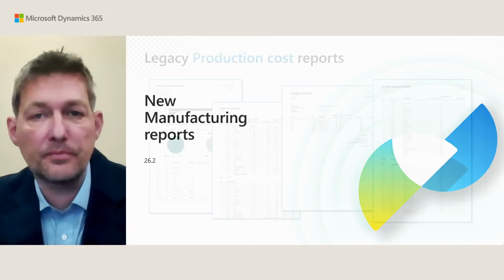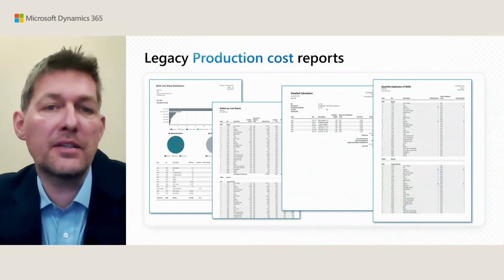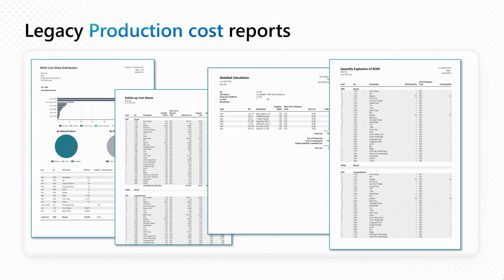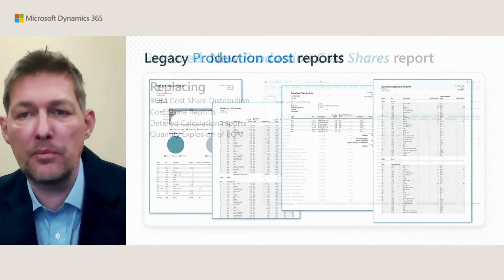But we didn't stop with updating existing reports. We also wanted to add something completely new. So here in version 26.2, you get new options. Here are some legacy reports that are all about production cost analysis, BOM cost share distribution, rolled up cost shares, detailed calculation, and quantity explosion of BOM, bill of material.